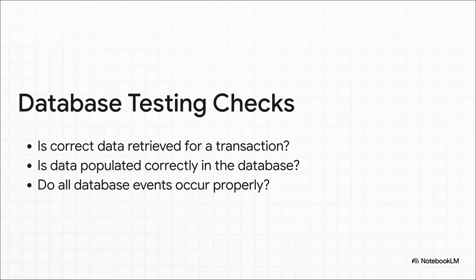When you look up a customer, does it pull the right one? When you hit save on a form, is that information written to the database correctly and completely? This is the foundation of trust for any app that handles information.